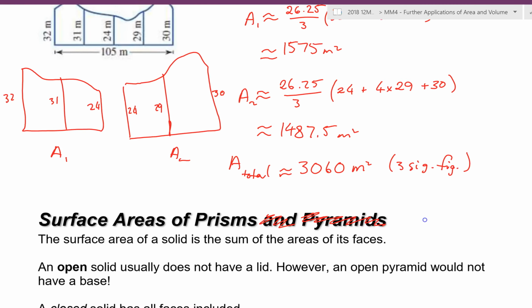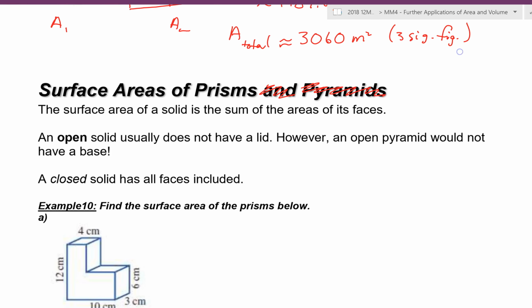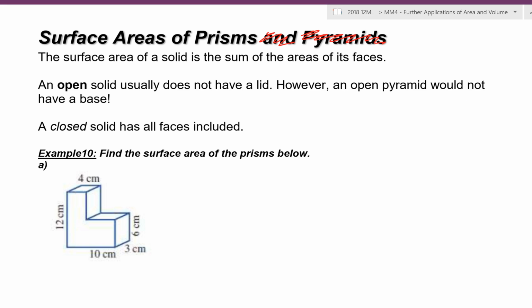We just looked at Simpson's rule, which we use to find an approximate area of an irregular shape given a particular set of measurements that belong to that. And now we want to look at the surface area of prisms. My heading says and pyramids, but the syllabus doesn't mention surface area of pyramids, and it tends to be a bit more complicated. It's the same sort of general idea, but we're going to skip through that, because not mentioned in the syllabus, you shouldn't be assessed on it.